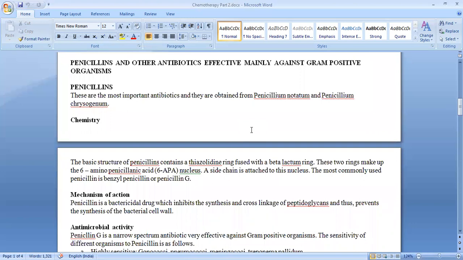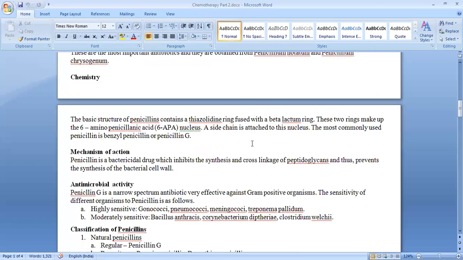So we have all studied about how penicillin was discovered by Alexander Fleming. Now, for a long time, the penicillins were the most important antibiotics. And only recently, now that there are newer antibiotics, the usage of penicillins has slightly reduced. These are obtained from fungi called Penicillium notatum and Penicillium chrysogenum. In the penicillin structure, there is mainly one nucleus called the 6-aminopenicillanic acid nucleus, and to that side chains will be attached. So based on what the side chain is, we can have different kinds of penicillin molecules.